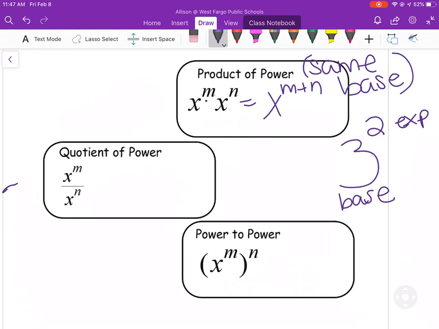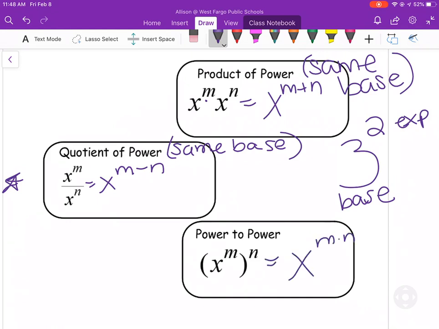Quotient of powers rule down here, quotient implies division. So when you're dividing and the bases are the same, so same base again, then you can subtract the exponents, so m minus n. So bases are the same, you're dividing, subtract the exponents. And then power to a power, that's when you have an exponent raised to another exponent. In this case, the rule is to multiply the exponents. So power to a power, you multiply the exponents.